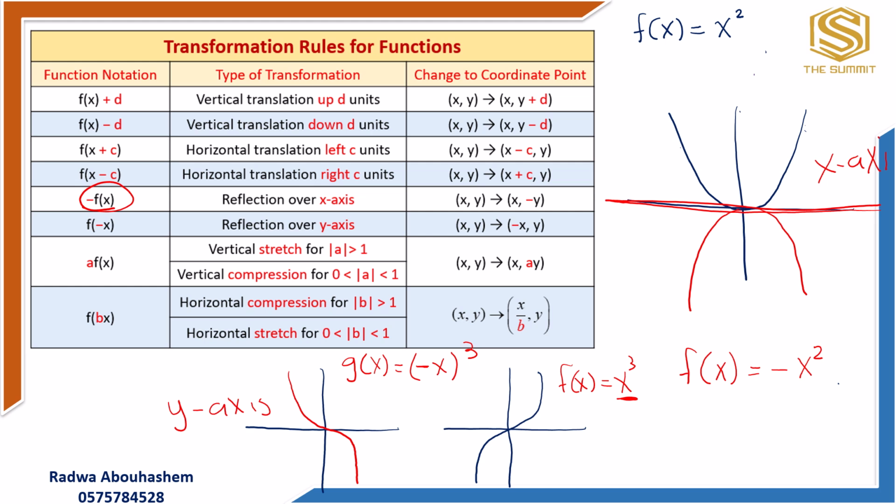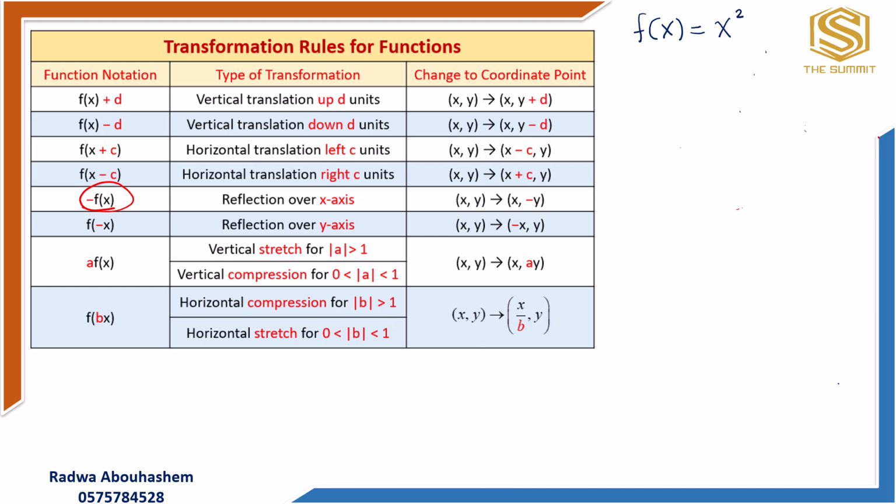Stretch and compression means that you are making a shrinking or enlargement for your function. So if you are doing vertical stretch, this means that you are multiplying the whole function by a number greater than 1. For example, it would be like this. g of x equals 2x power 2. So this is a vertical stretch.